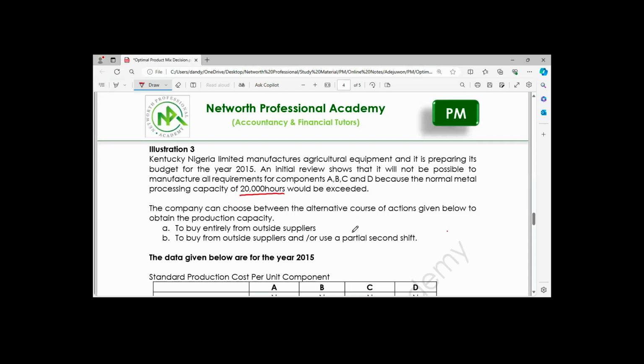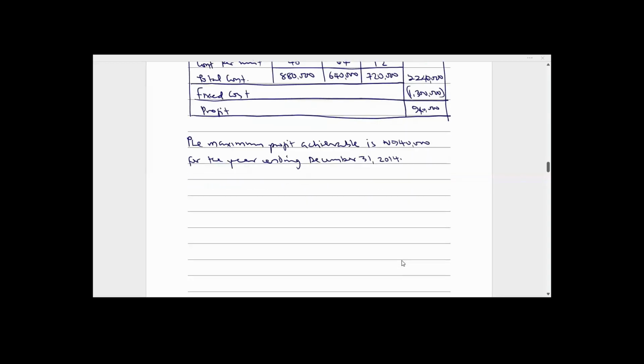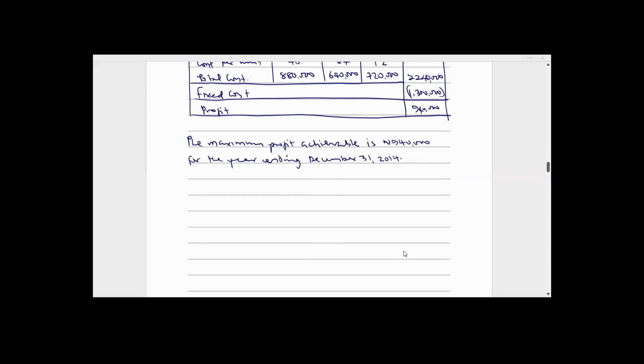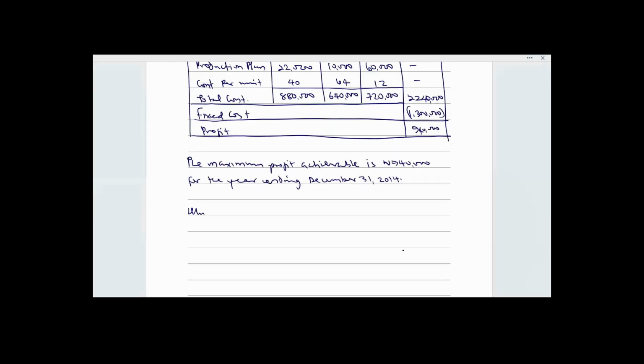All right then. So without wasting more time, I will stop sharing this and move to the working note so that quickly we can complete this question and close the class for the day. Illustration number 3. This is Kentucky.